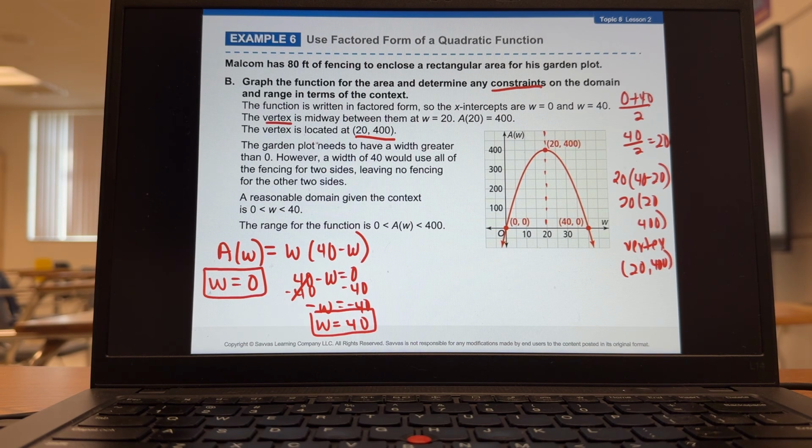So the garden plot needs to have a width greater than 0. However, a width of 40 would use all of the fencing for the 2 sides, leaving no fencing for the other 2 sides. So that's why a reasonable domain has to be greater than 0, but less than 40, not equal to 40. So reasonable domain, 0 is less than W, which is less than 40. And then the range should go from 0 to 400. And again, 0 is less than A of W, which is less than 400.